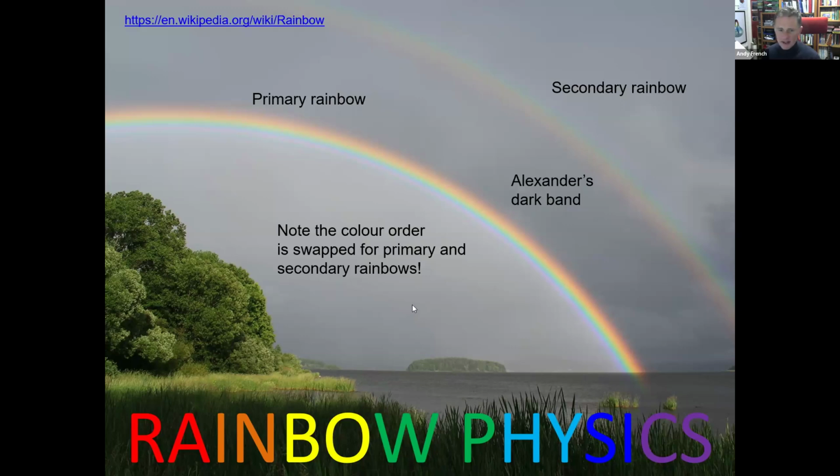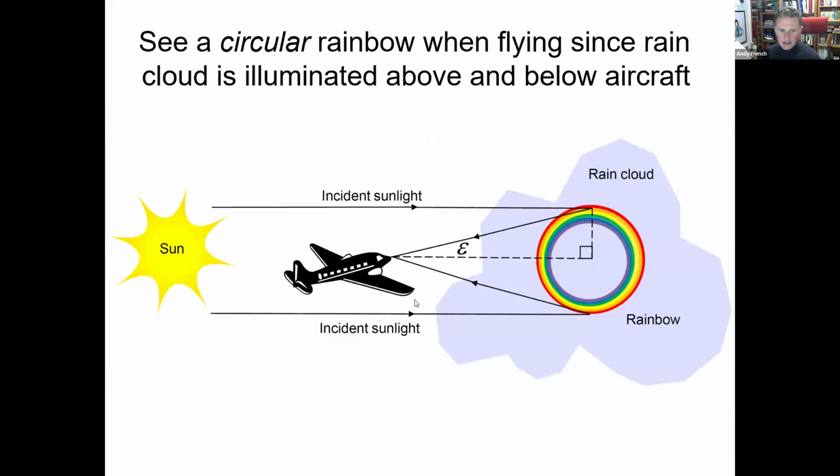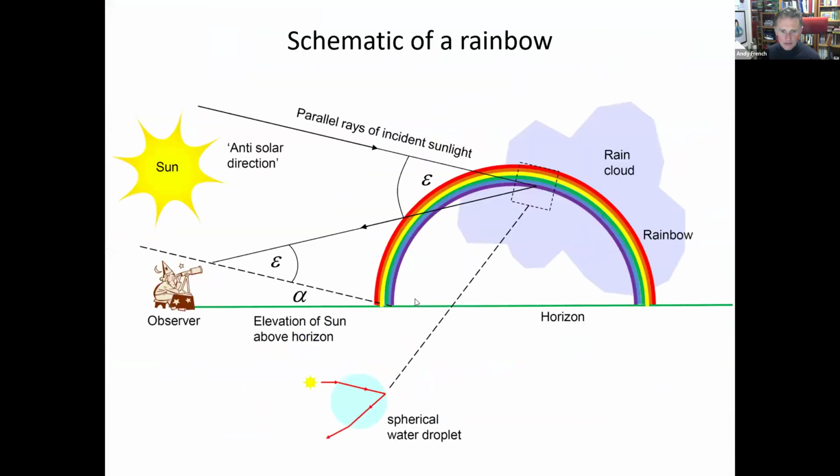So there's all sorts of stuff here. Again, this would be a talk in itself, but I'll give you just some ideas. So basically, here's the sun. And you've got parallel rays, and they will reflect internally off the raindrop back to your eyes. And this is the kind of geometry.